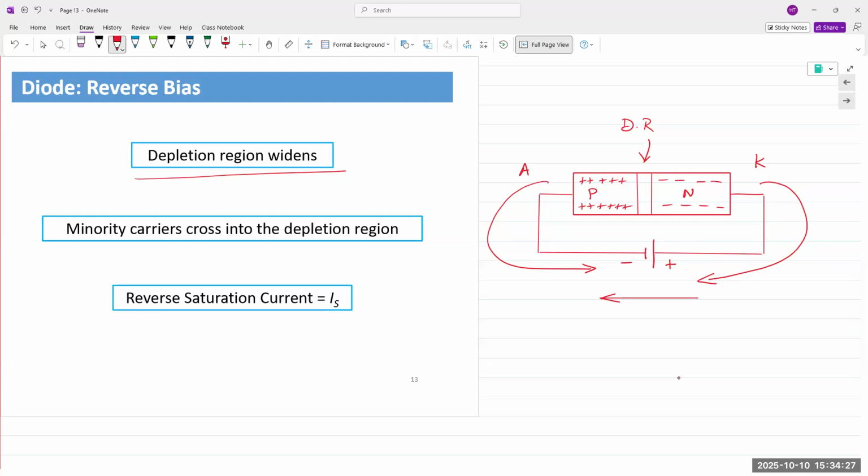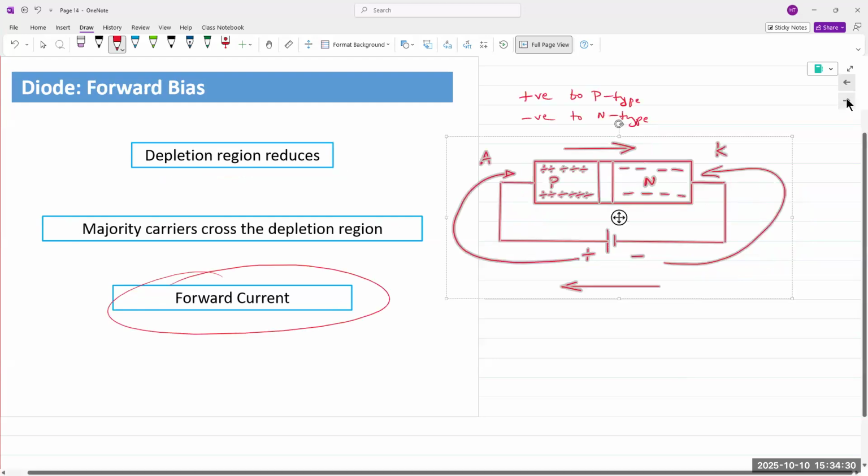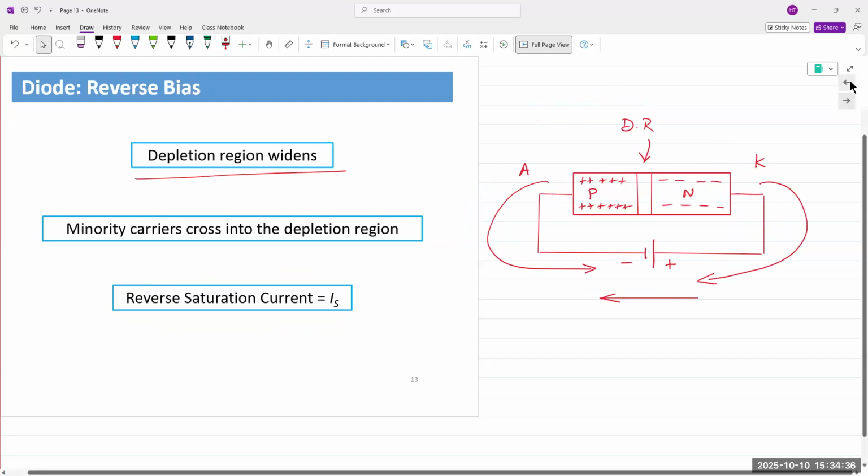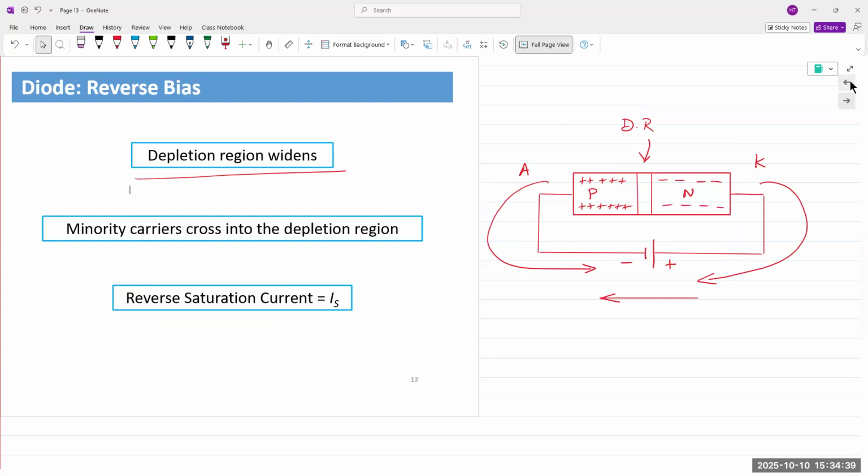So the same effect that we looked at in the forward bias will occur with the minority carriers in reverse bias. The holes in P-type, which are very small in number, are pushed towards the junction, and the electrons on the N side, which are again very small in number, are also pushed towards the junction. And they are the only ones that will cross through that barrier. Hence, this results in a very, very small current known as IS. Okay, that's known as IS.